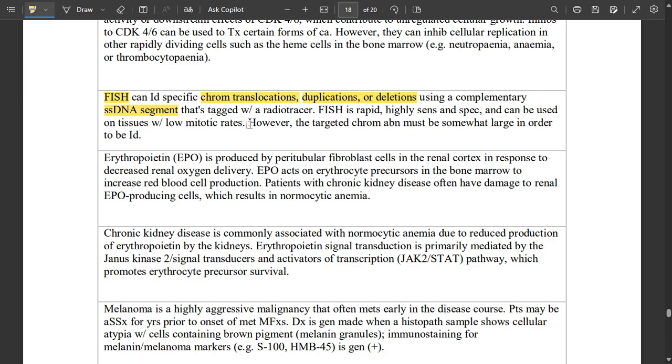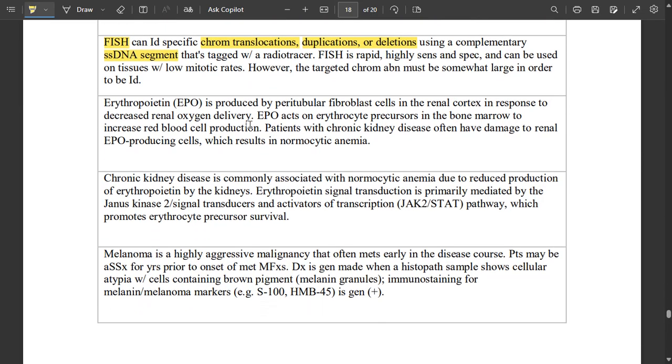However, targeted chromosome abnormalities must be somewhat large in order to be identified. So the targeted chromosome abnormality must be somewhat large to identify the particular translocation, duplication, or deletion. So FISH is a technique to detect chromosome translocations, and it uses single strand DNA with a radio tracer. Yeah, that's how FISH identifies the translocations.